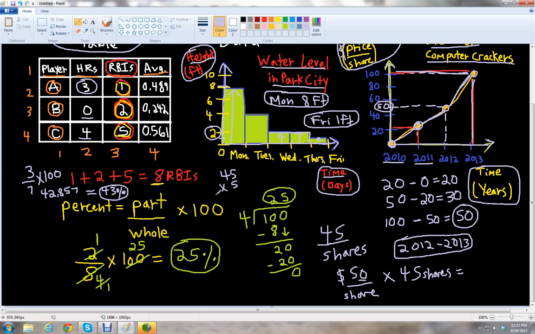So multiply the digits without the zeros. So 5 times 5, 25. Carry the 2. 4 times 5 is 20. Plus 2 is 22. And then we add that 0 at the end. $2,250. So that is how we found that answer for question 3. $2,250 we invested in 2012 in computer cracker stock.